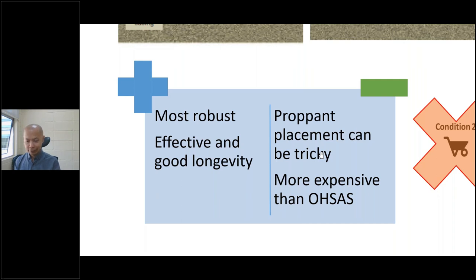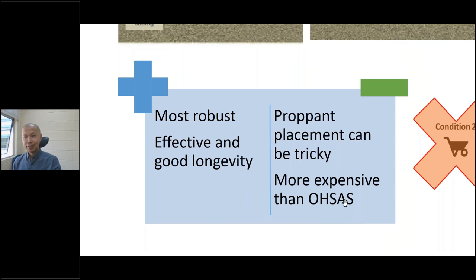Like I said earlier, the key here is for you to ensure we have a good uniform packing behind the screen. Bear in mind, we are pumping from the top, from the surface, and our formation is probably 2,000, 3,000 meters downhole. So this is not easy, but of course, it's doable. With the right design, we can have a good uniform packing. The other drawback is it's more expensive than open hole standalone screen. We are going to cover standalone screen later.